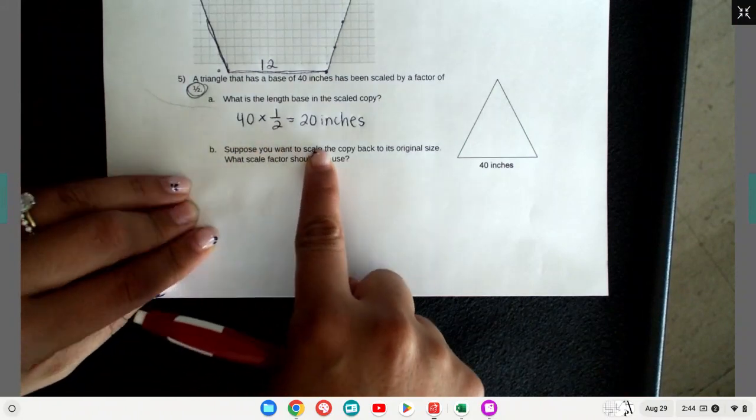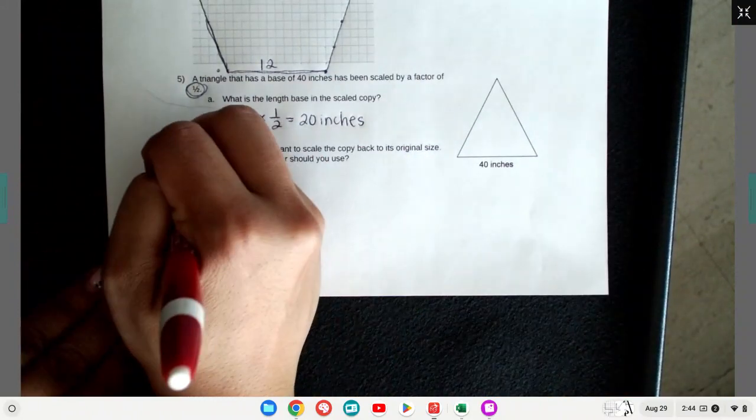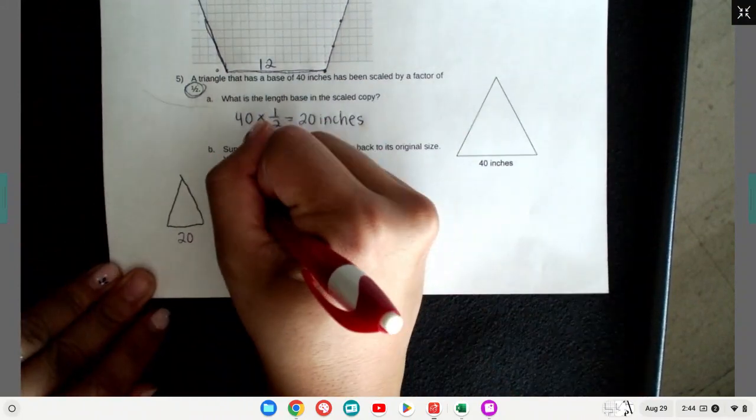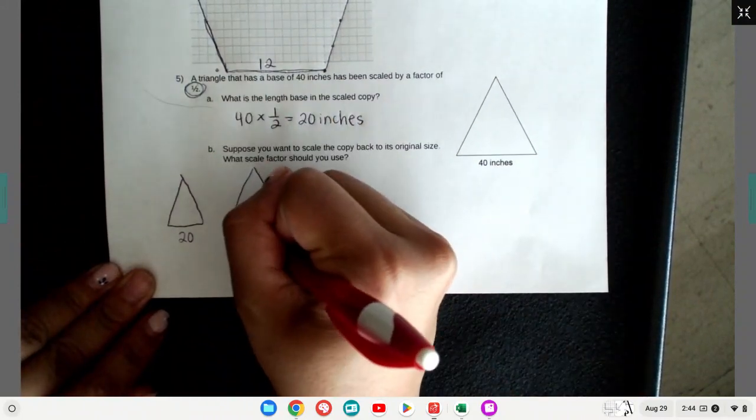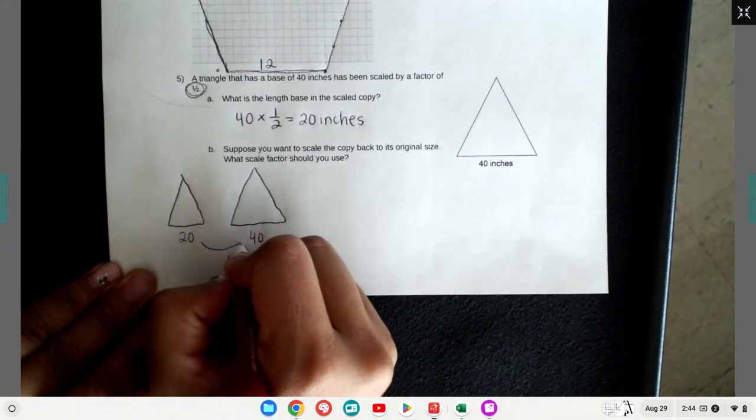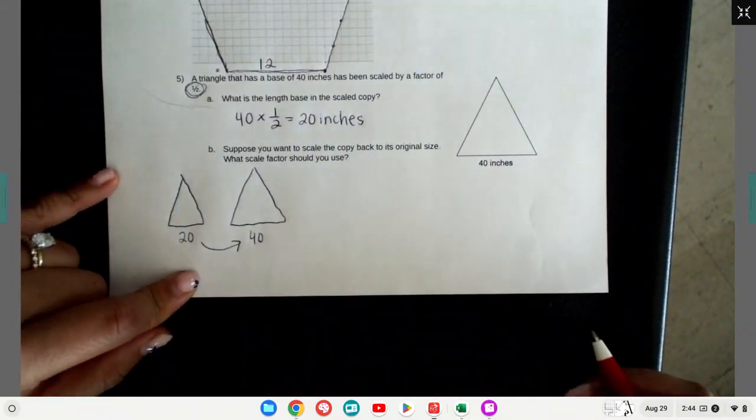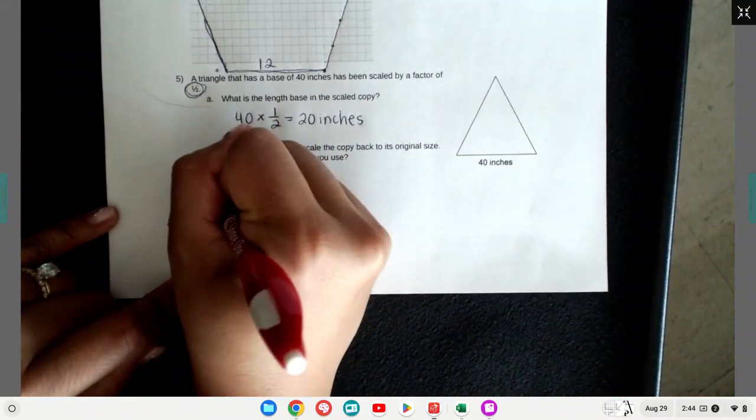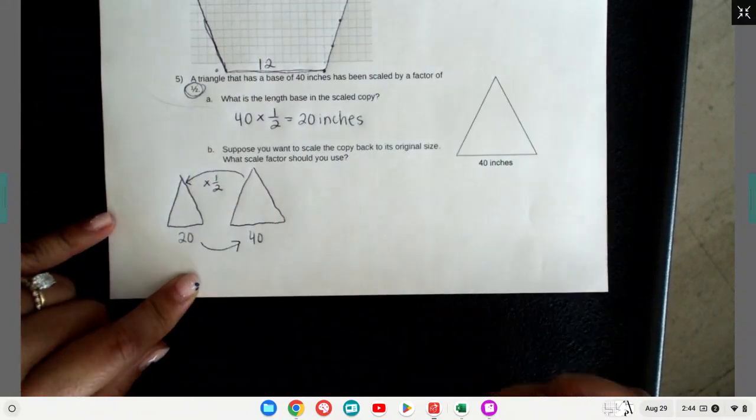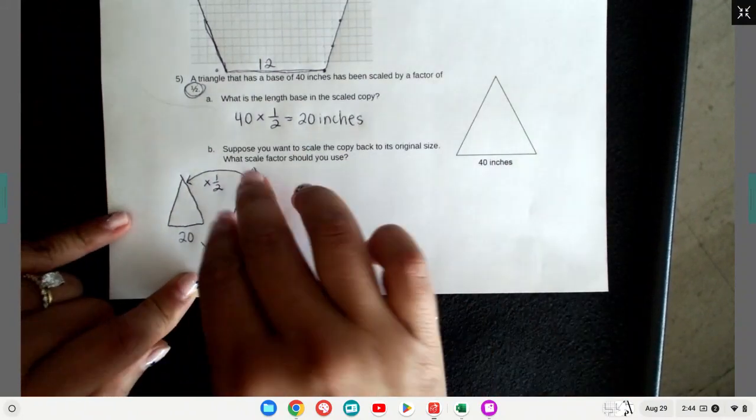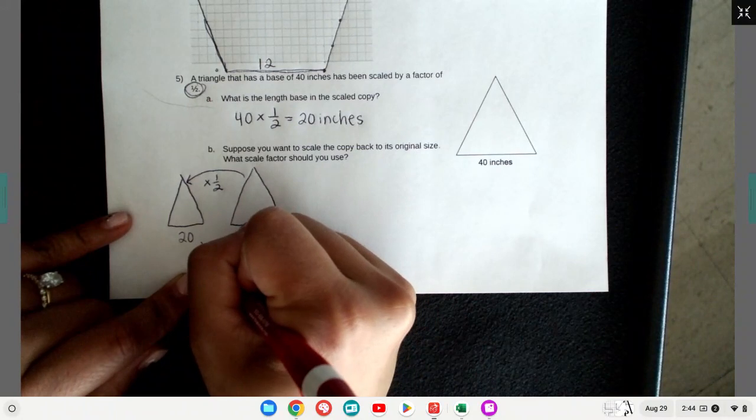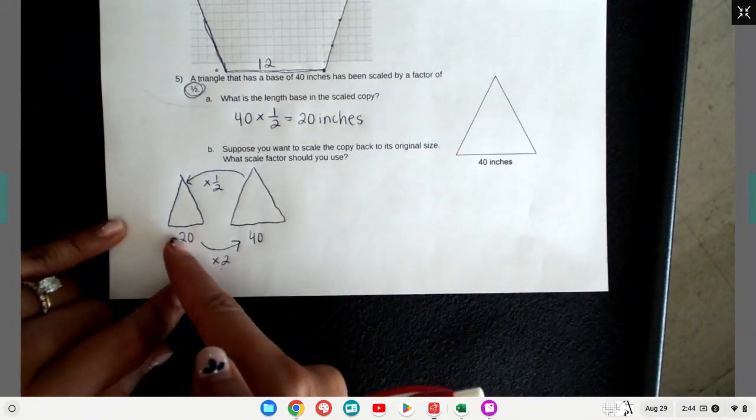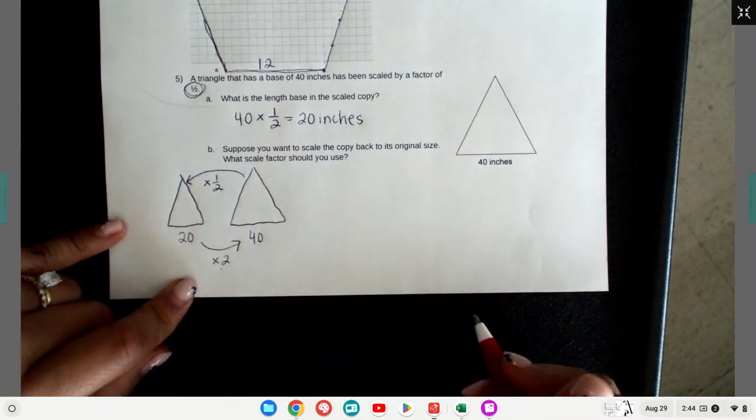Now this says, suppose you want to scale the copy back to its original size. So I'm going to draw you a quick little triangle. I want it to go from 20 back to 40. Remember in class we talked about using those reciprocals. So I just went from 40 to 20 and I multiplied by 1/2. Now I'm going to use the reciprocal here. I'm going to flip it. I'm going to multiply by 2, or 2 over 1 is the same thing, to go from my scaled copy back to the original.